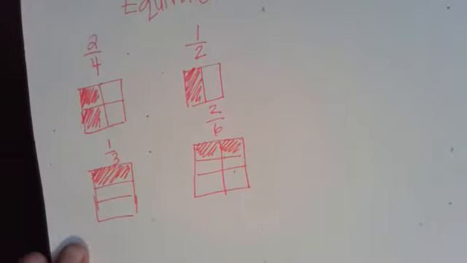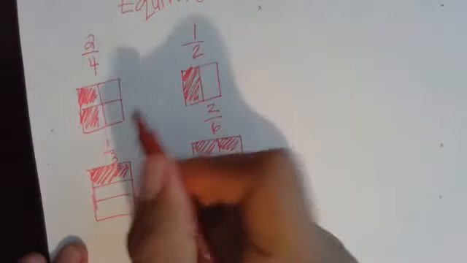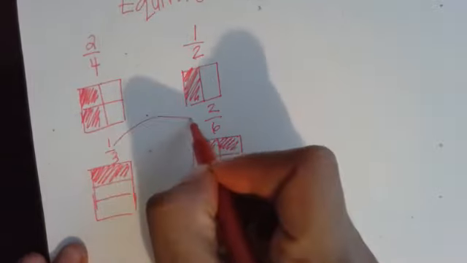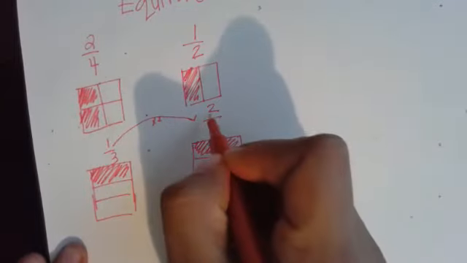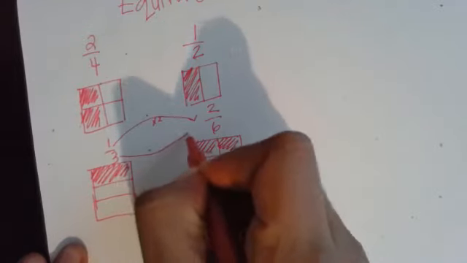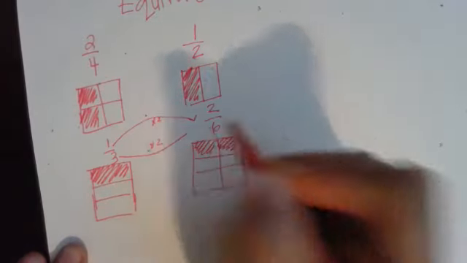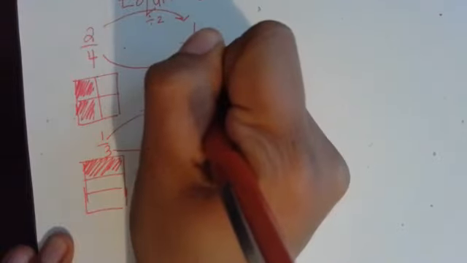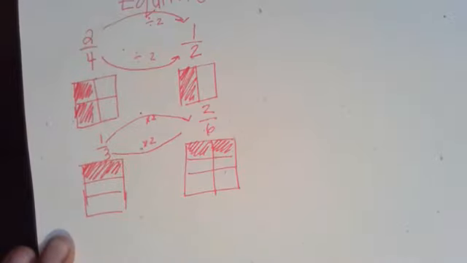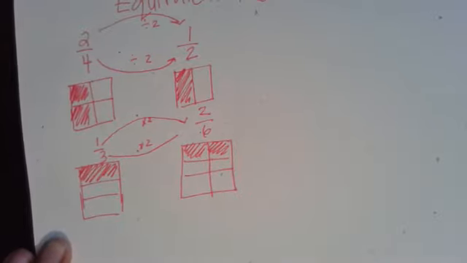And so a good way to think about it is that I noticed from the 1 to the 2, I multiplied by 2. And what I do to the top, I must do to the bottom. 3 times 2 also gave me 6. Okay, so if I am to reduce, in this case, I divided by 2. And in this case, I also divided by 2. So what I do to the top, I must do to the bottom.